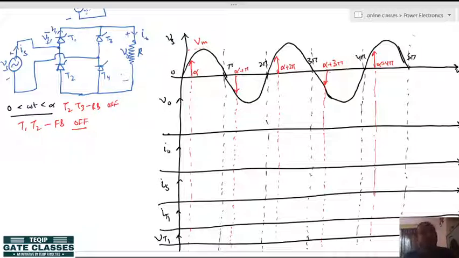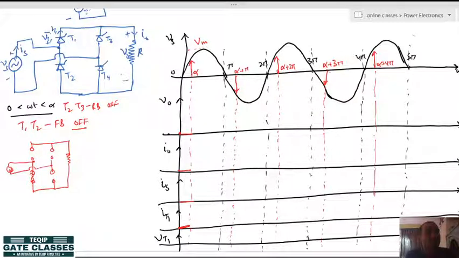So you can see all 4 thyristors are off. It means the circuit load is disconnected from the source. If you draw the modified circuit, it will be like this. So all 4 are disconnected, hence the load is disconnected from the source, and the output voltage will be 0. Output current will be 0, source current will be 0, thyristor currents will be 0, but thyristor voltage will appear.